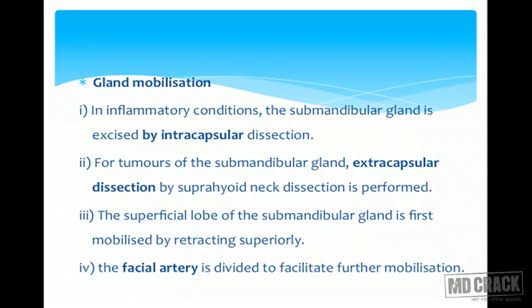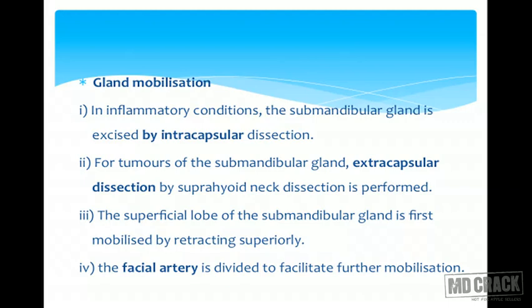Next we have the stages of gland mobilization. In inflammatory conditions, the submandibular gland is excised by intracapsular dissection. This is a very important statement: whenever there is inflammation, the gland is excised by intracapsular dissection. For tumors of the submandibular gland, extracapsular dissection by suprahyoid neck dissection is performed. So when you encounter malignancy, extracapsular dissection is done.